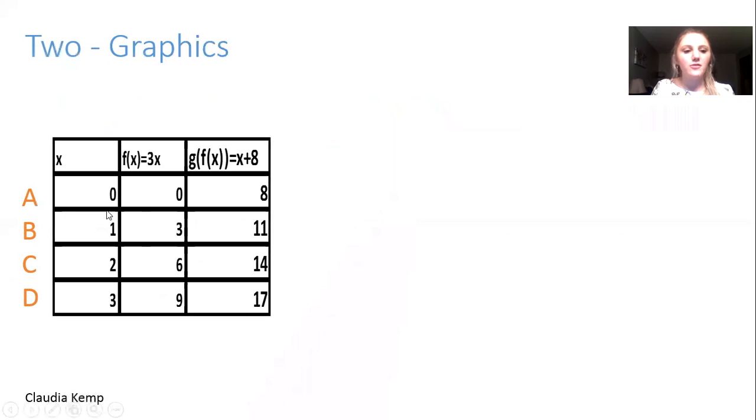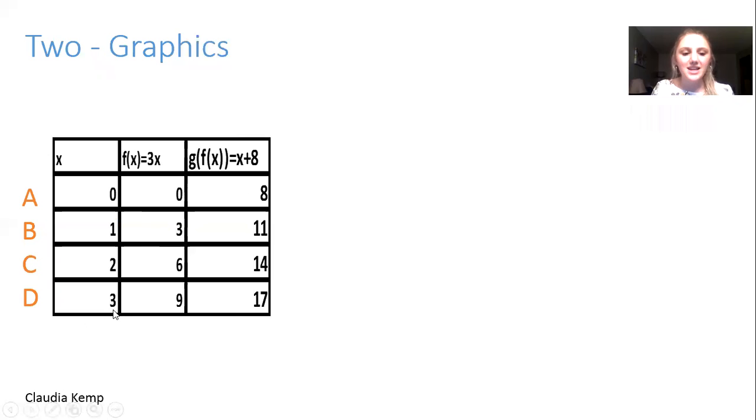Right? And so for part A, we would plug 0 into f of x, and we would get 0 because 3 times 0 is 0. But when plugged into g of f of x, we would get 8 because 0 plus 8 equals 8. Going on to 1, 3 times 1 is 3, but when you add 8 to 3, we get 11. C, 3 times 2 is 6, but adding 8 to 6 equals 14.